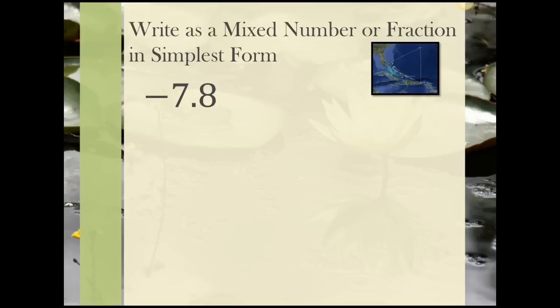Our next problem is negative 7 and 8/10. This will be a mixed number. I don't have to do anything with the 7, and I write the point 8 as the fraction 8/10. Both 8 and 10 can be divided by 2, so my final answer is going to be negative 7 and 4/5.